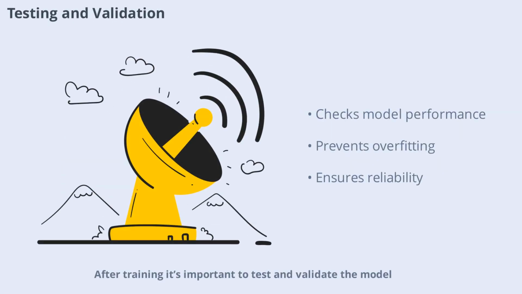After training, it's important to test and validate the model. This step checks how well the model performs on new data it hasn't seen before. Validation helps catch problems like overfitting, where a model memorizes the training data but struggles with new examples. By carefully testing and validating, we build models that are reliable and robust in real-world situations.